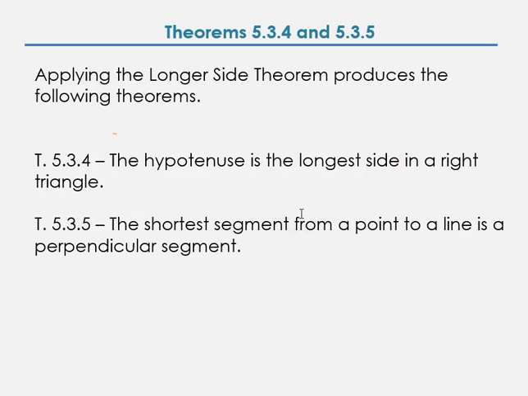Theorems 5.3.4 and 5.3.5 apply the longer side theorem, and we get two more theorems. In theorem 5.3.4, the hypotenuse is the longest side in a right triangle. This is some information that you already know. In 5.3.5, the shortest segment from a point to a line is a perpendicular segment. We won't use this very often, but it is a byproduct of the theorem.